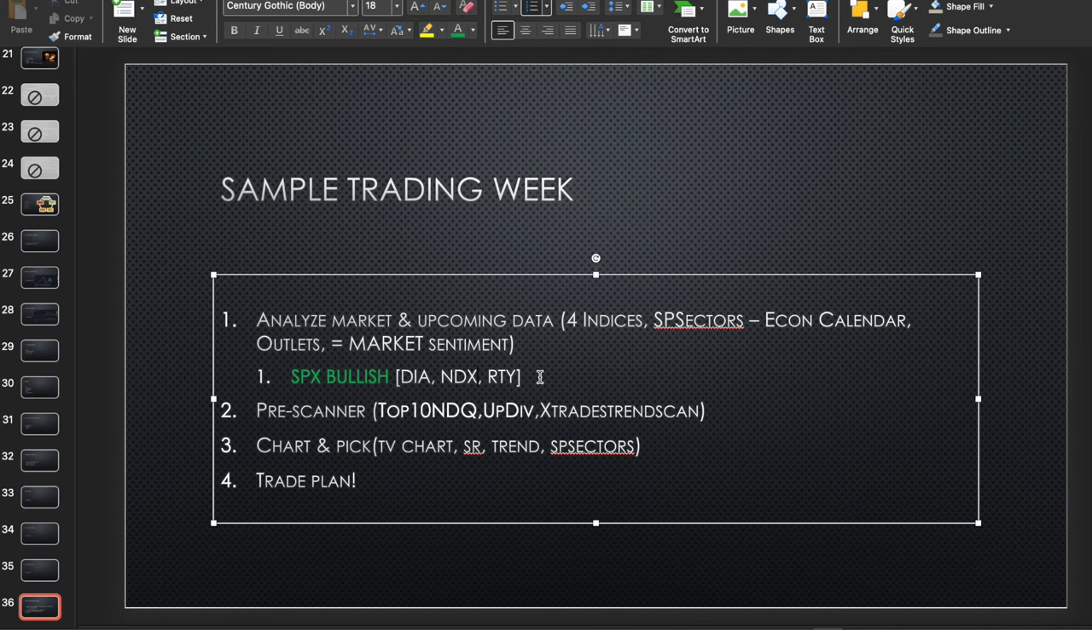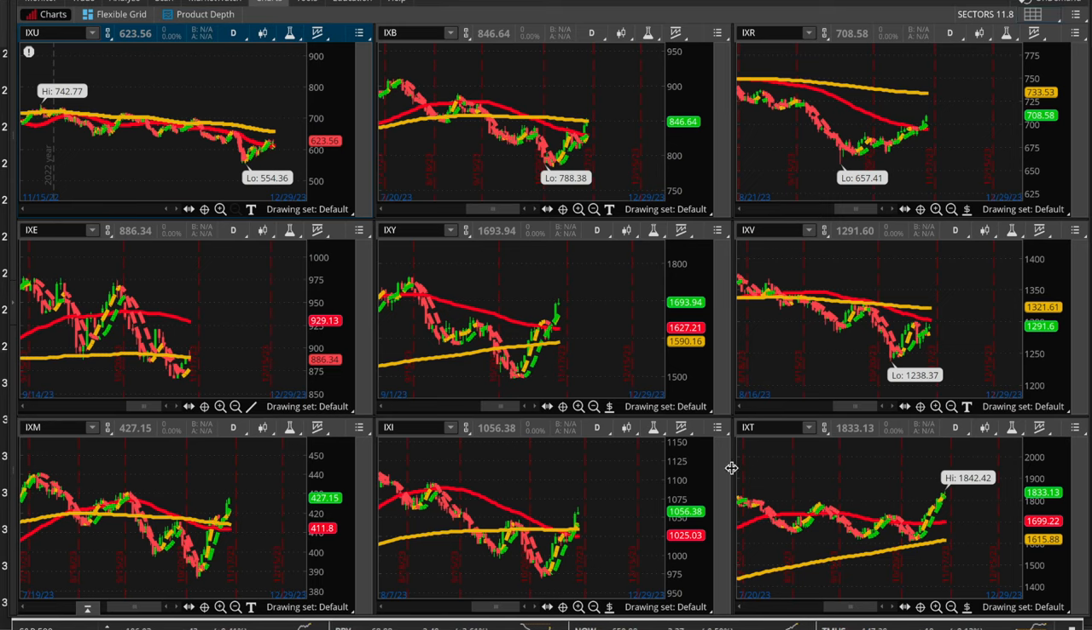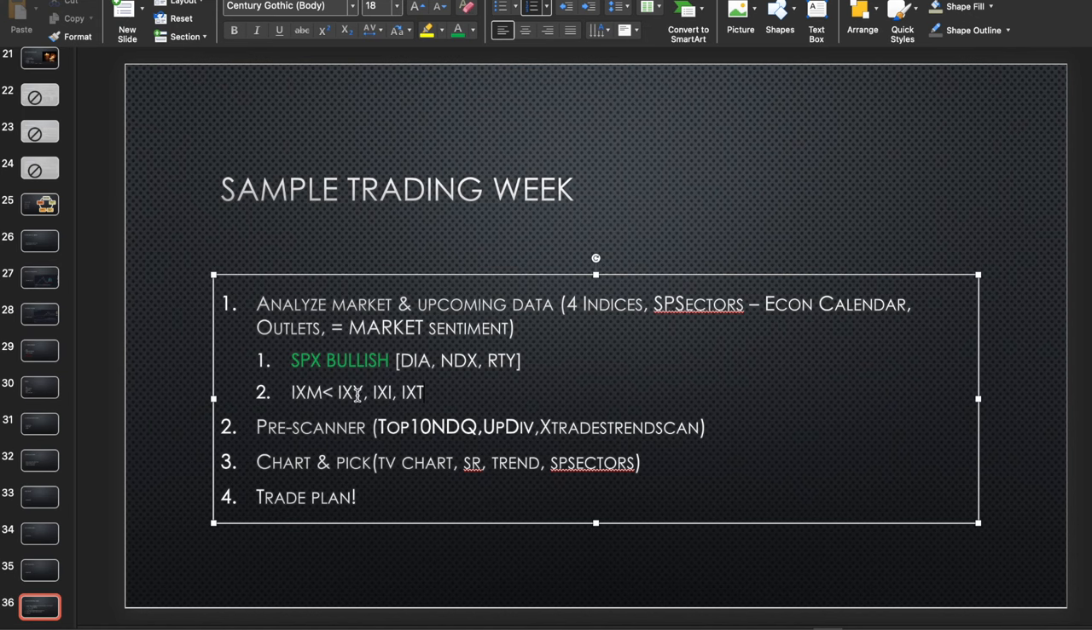So I'm going to go ahead and throw in here a second data point, which is going to be IXM, IXY, IXI, I believe it was IXT, yep, and this should have been a comma. Okay, oops, there we go. Okay, so those are our most bullish sectors in the S&P 500.